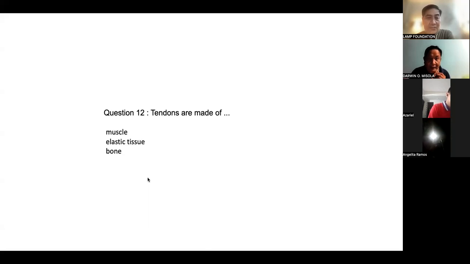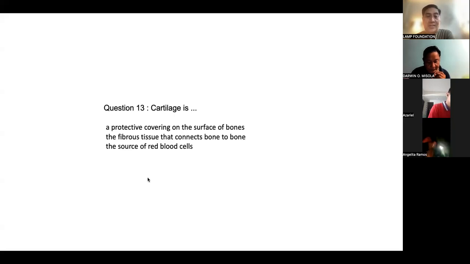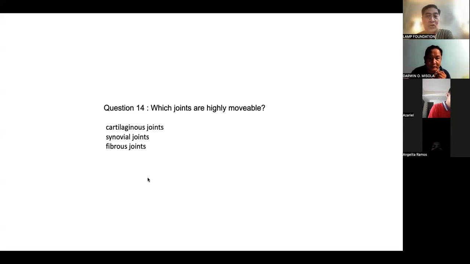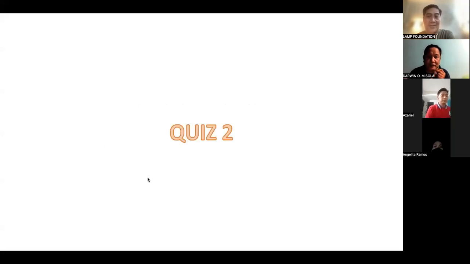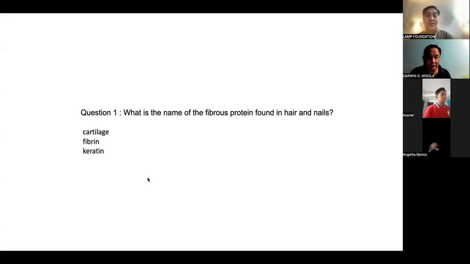Tendons are made of elastic tissues. Cartilage is the protective covering on the surface of the bones. Which joints are highly movable? Synovial joints. A ball and socket joint is which type of joint? Synovial joints. What is the name of the fibrous protein found in hair and nails?